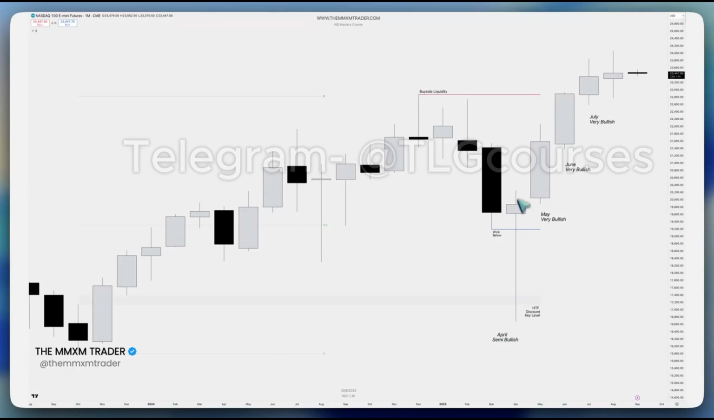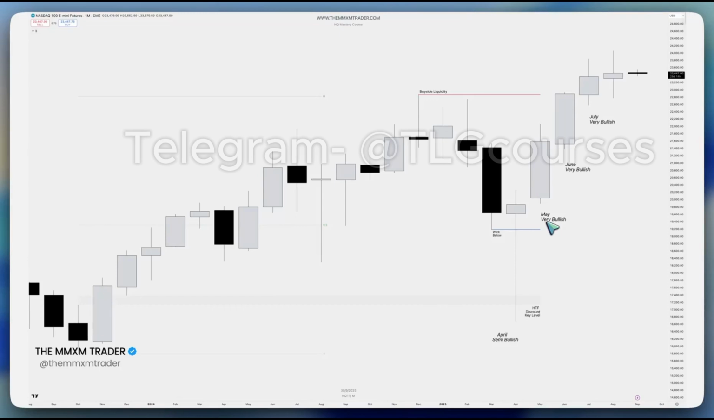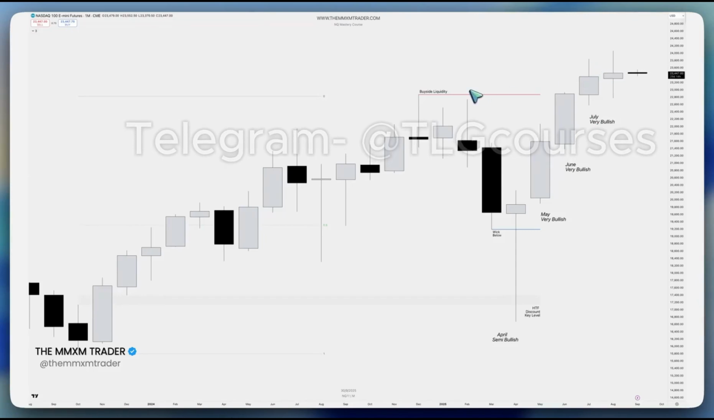Makes sense because it traded into a discount higher time frame key level and below sell stops, right? We then wick below this candle. May becomes very bullish. Is it very bullish? Yes. June, very bullish. July, very bullish until we reach the buy side liquidity, right? So this is how we can blend the seasonal tendencies and anticipate quarterly shifts here after months of price action.